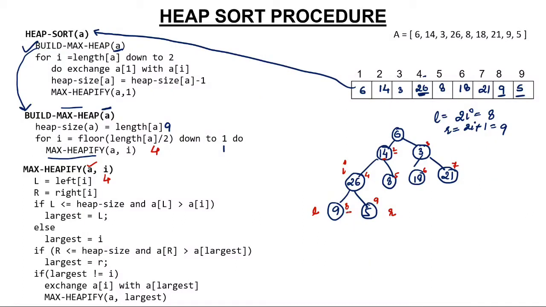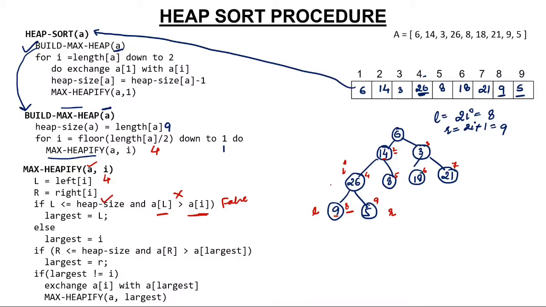What is L? 8. L is always an index. Is 8 less than heap size? Yes. Is A[L], which is 9, greater than A[I]? What is A[I]? 26. No, 9 is not greater. So this is true, but this is false, so everything is false. Fine. Now I'll go to the else part, and I'll make largest equal to I.